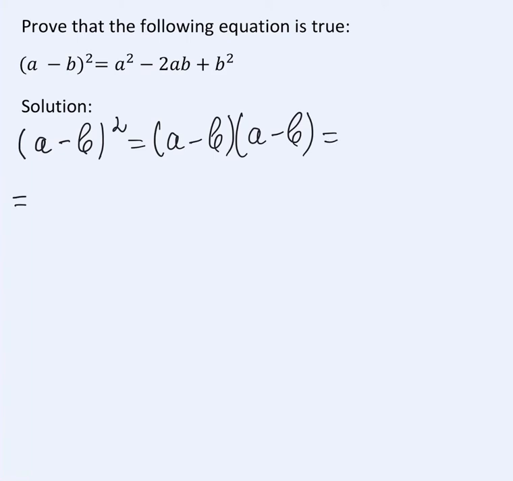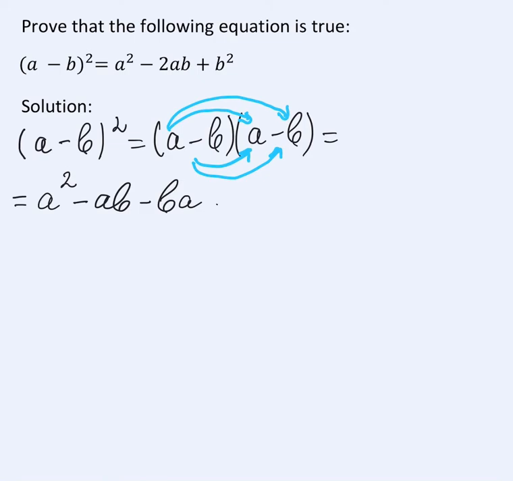Then we need to open parentheses, or multiply a by a, then a by negative b, and then negative b by a, and negative b by negative b. This equals a² − ab, then negative b by a gives negative ba, and negative b by negative b gives plus b².